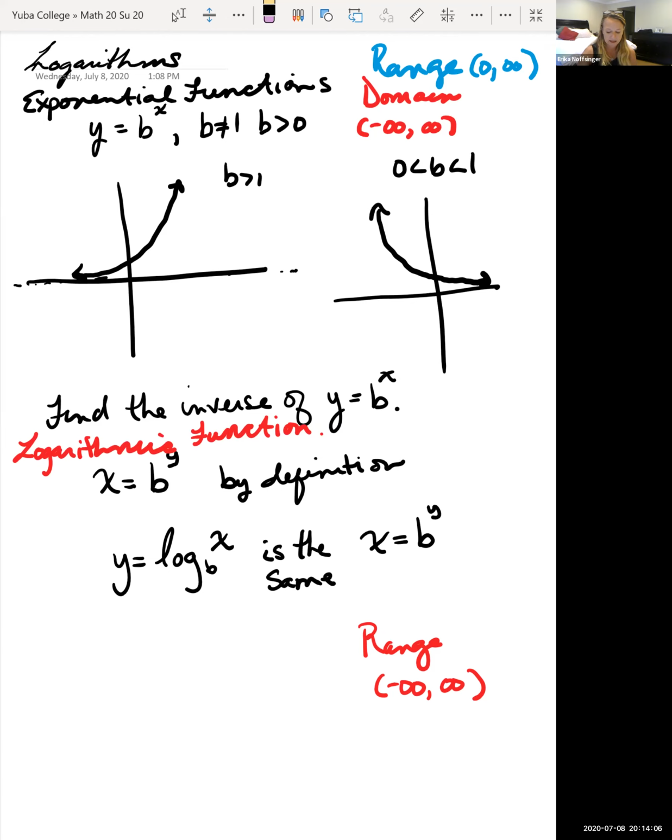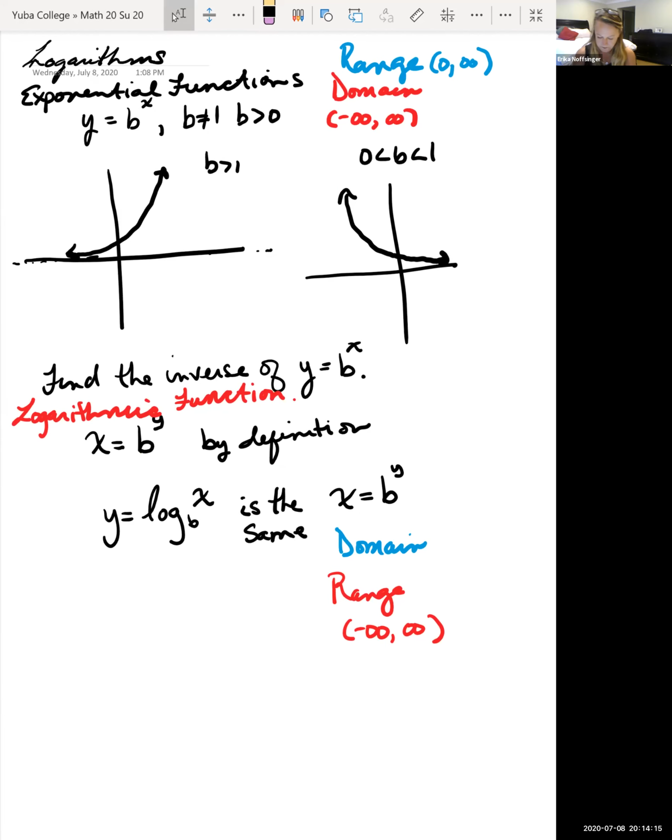And that has to be the domain of our log function: 0 to infinity. Okay, which kind of makes sense.